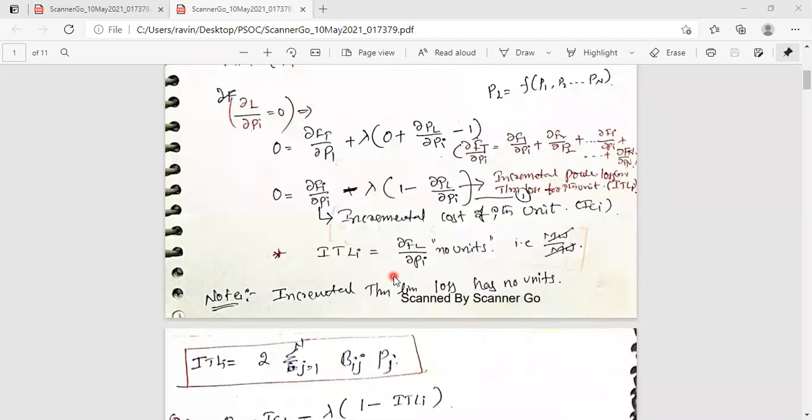What is incremental transmission line loss? Incremental transmission line loss means differentiating the loss at the transmission line with respect to power generation. It doesn't have any unit, because megawatt gets cancelled. It doesn't have any unit. Very important point.